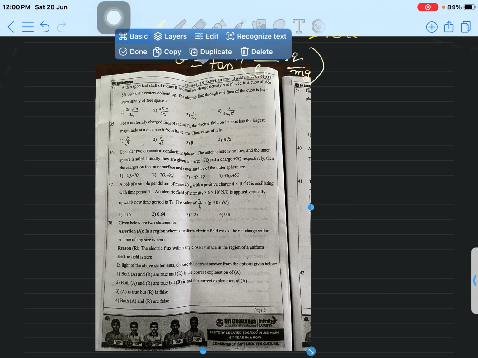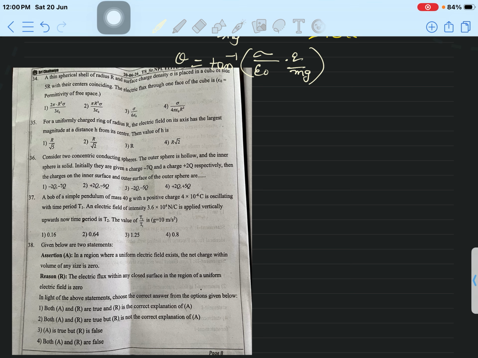Let's see. Here it is given. First, let us understand: a thin spherical shell of radius r is there. Okay, thin spherical shell. Surface charge density on this shell is sigma.